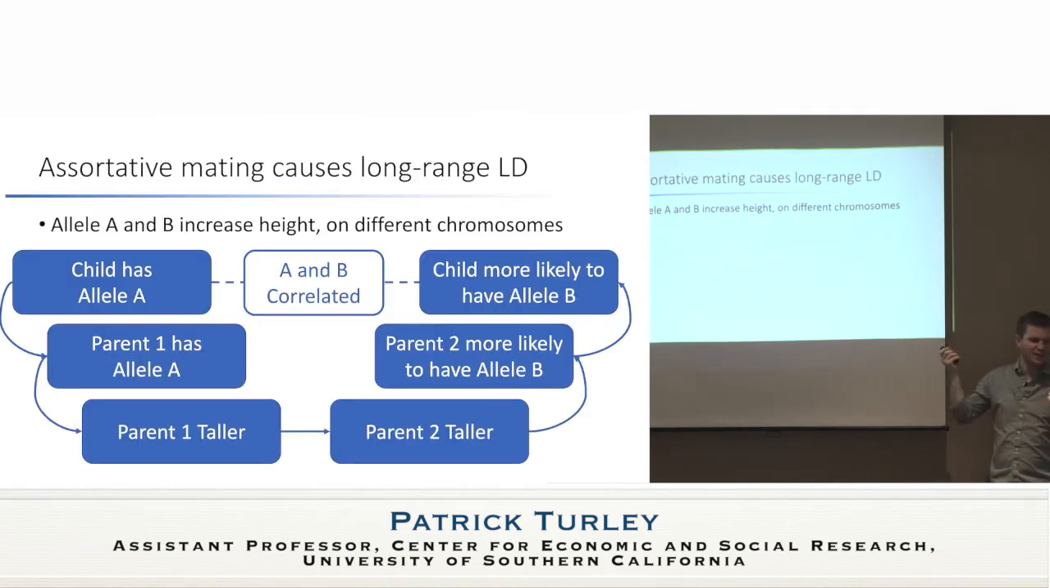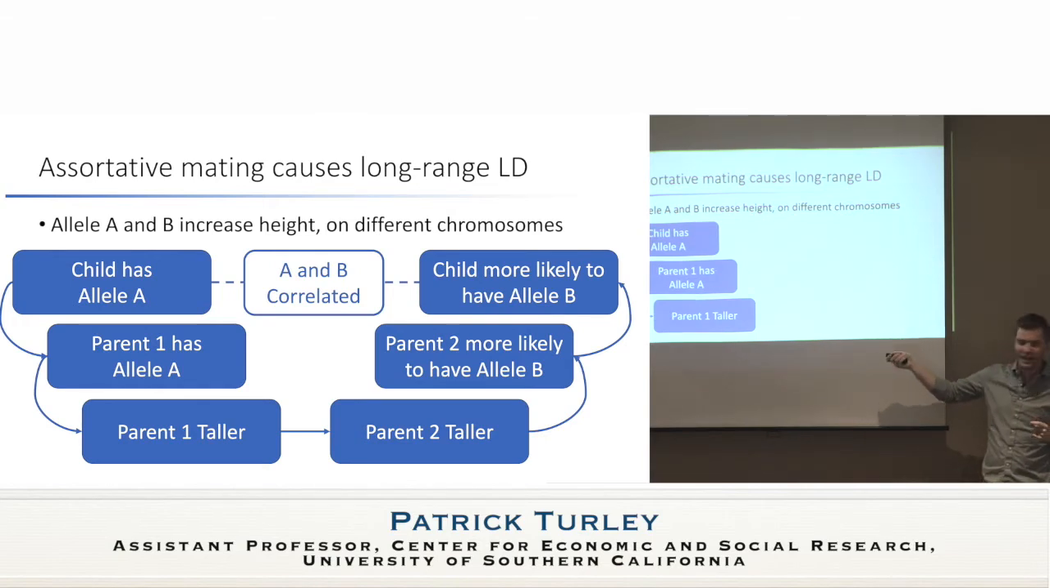Here's a quick illustration of how this correlation can arise, because this long-range LD is going to be the major factor that's causing us problems everywhere. Imagine that you have 2 alleles, A and B, and these alleles are found on different chromosomes, but they both increase height. Let's say that you have a child who has a copy of allele A. Well, if they have a copy of allele A, then it means that they inherited that allele from one of their parents, right? Because that's where they got it. I guess unless this is de novo, but we're looking at common variants.